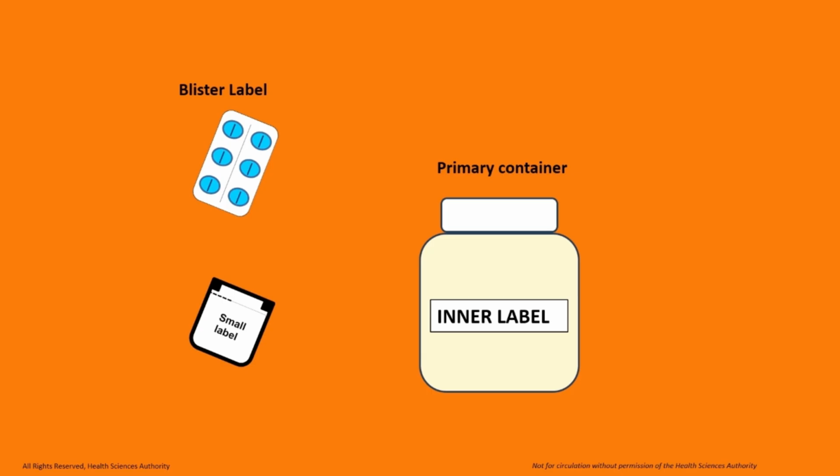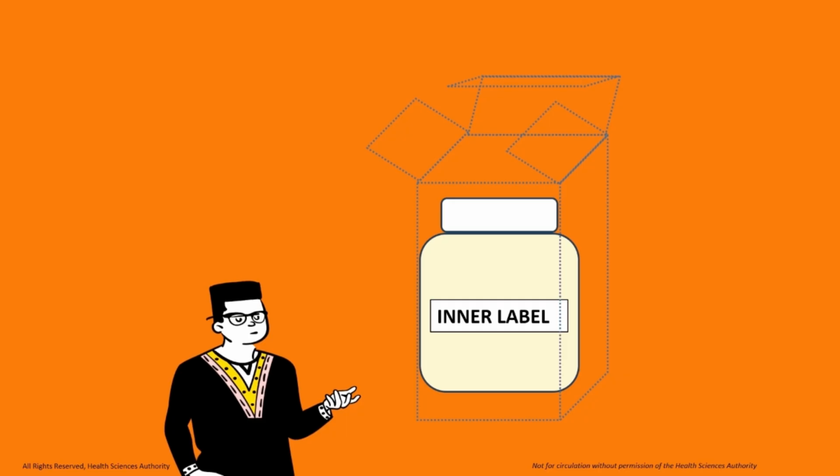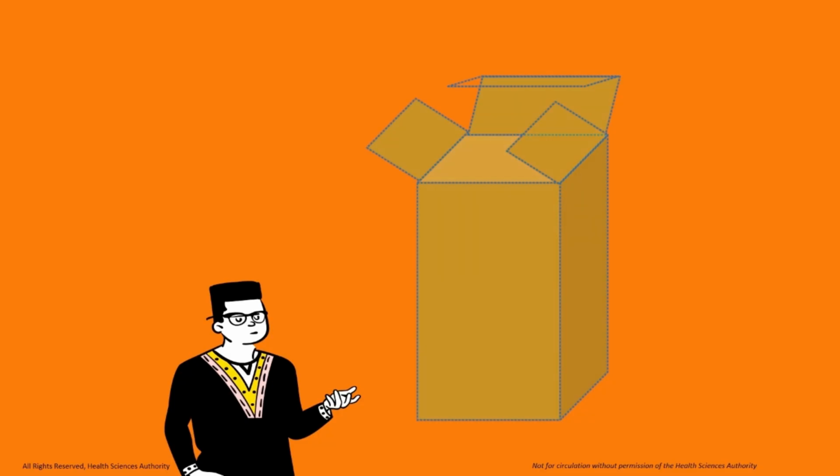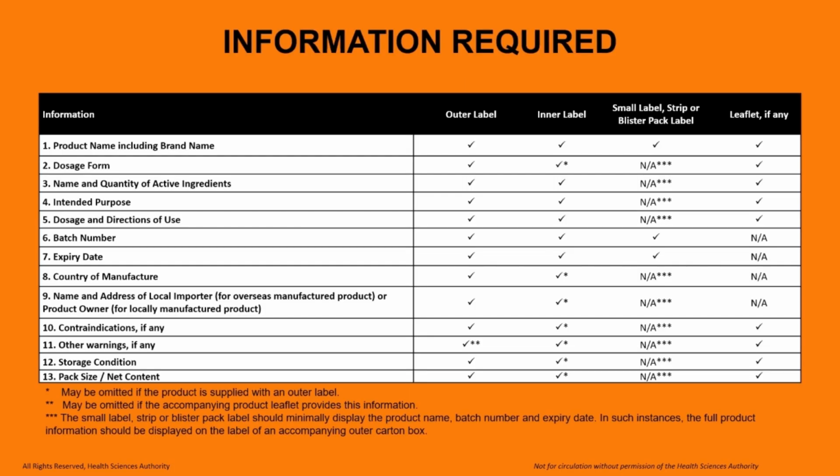Likewise, if the product comes in a small, unit dose container such as a sachet, then the label on such a container is known as a small label. Some companies may choose to enclose their product's primary container with an additional box packaging. Labels which are attached to such a box are known as outer labels. This table can be found in the Guidelines for Labeling Standard of Health Supplements and Traditional Medicines.